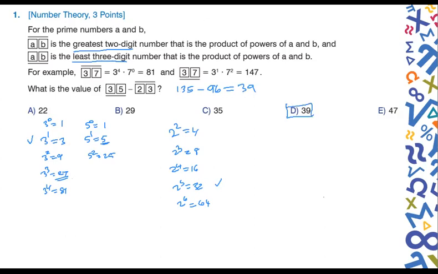So the first question wasn't too challenging, but we don't want to take too long. I think this took a bit longer, but let's see the next question.